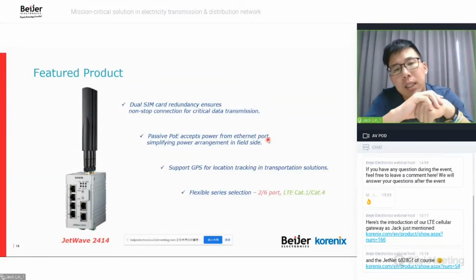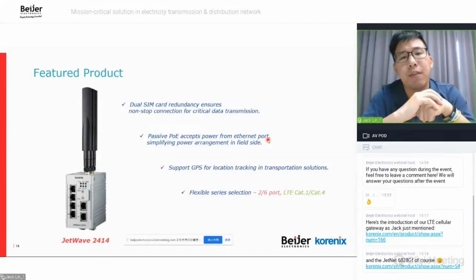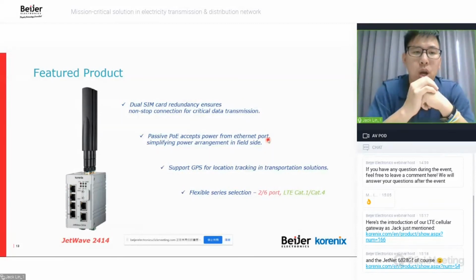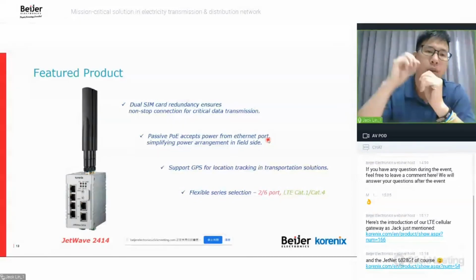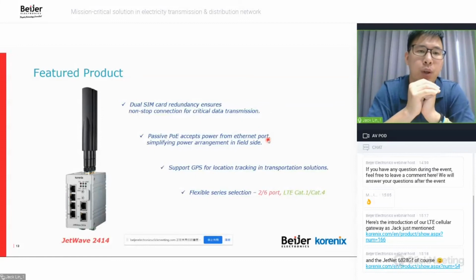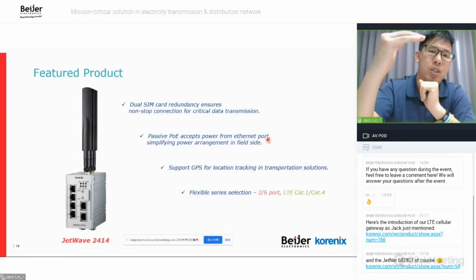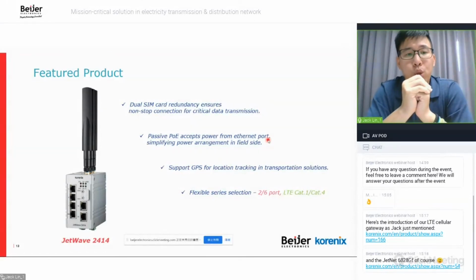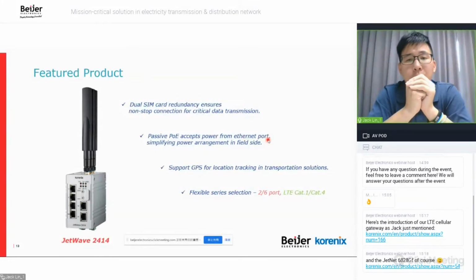All right. The second feature is the passive PoE that accepts power from its Ethernet port to simplify your power arrangement in the field site. If you have a power feeding device already existing in your field site, you can connect that feeding device to this JetWave model to have the power from that device, to save you the trouble of arranging another power supply unit in the middle of the desert. Okay, so a very convenient design to receive power from the Ethernet port.